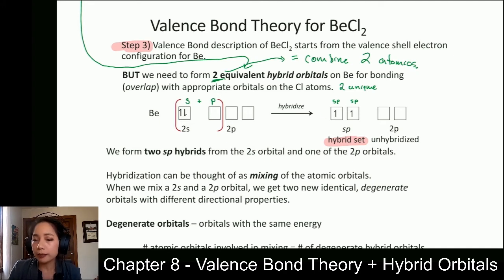And that's important because we can apply Hund's rule. Since they're the same energy, we can use Hund's rule and fill up these hybrid orbitals with 1 electron each. So now we have those unpaired electrons we need to make the beryllium chloride covalent bond. What's important here is not only did we make 2 orbitals, but these 2 unique orbitals have the same energy, but also unique shapes with different directional properties.